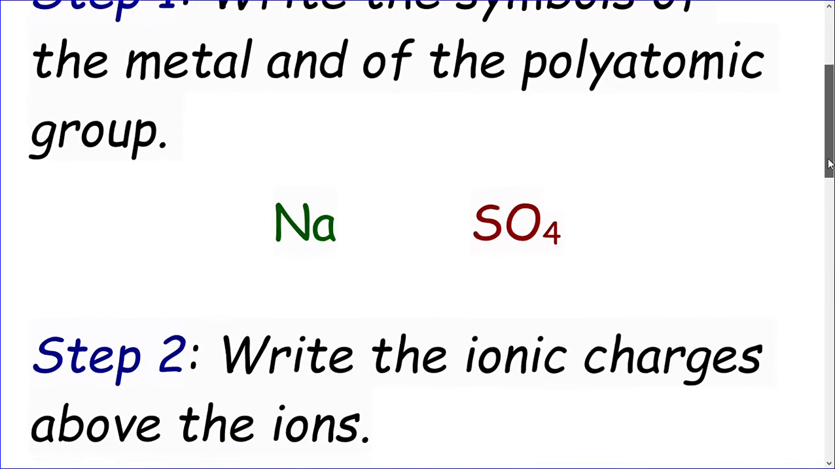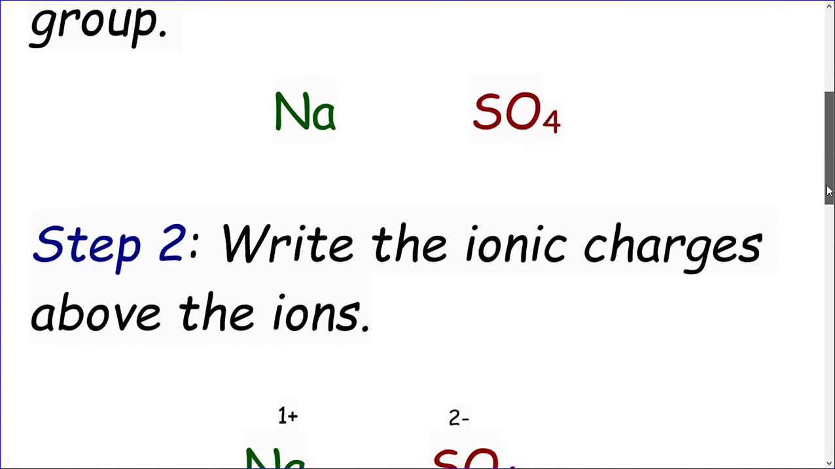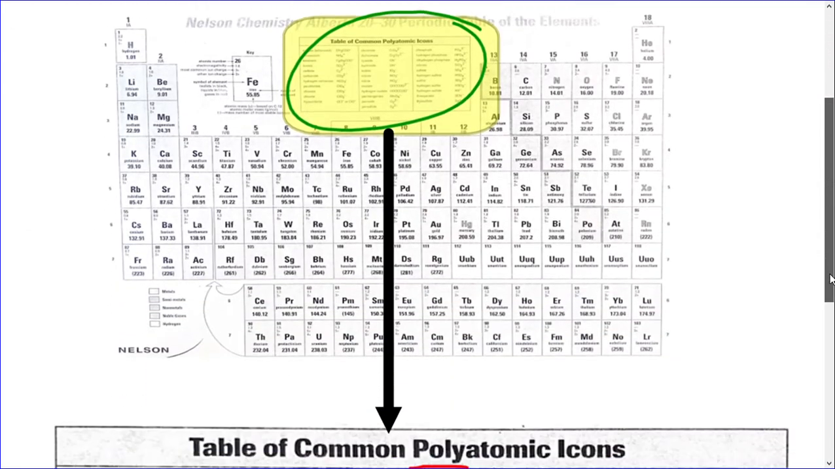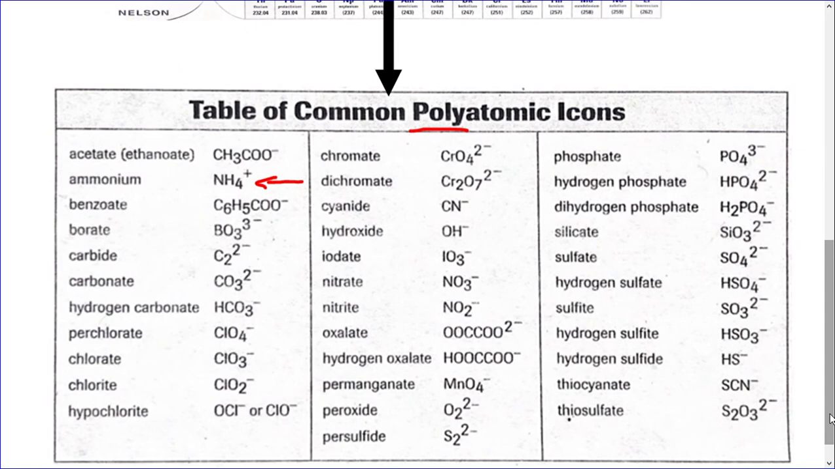So step 2, write the ionic charges. Okay, sodium we know has a 1+ charge. I can find that right on the table. And sulfate, if I go back to our chart for a second, I can see that sulfate right here has a 2- charge. So sulfate is going to want to take in 2 extra electrons in order to be balanced.